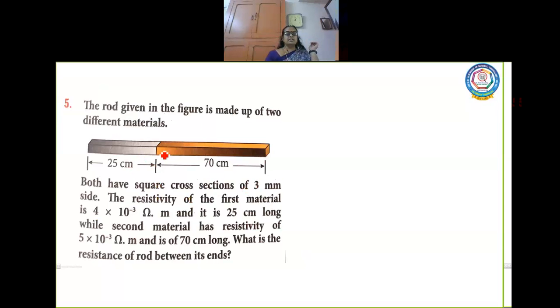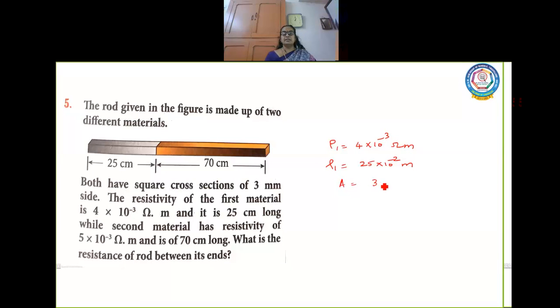Now both are different materials. So the resistivity of the first material is given as rho 1, which is equal to 4 into 10 power minus 3 ohm meter, children, and the length L1 is given as 25 centimeter, which is 25 into 10 power minus 2 meter. And area, of course, you know, area for both the materials is going to be the same, so meter square. So area is given as 3 millimeter. So square of it is 9 into 10.